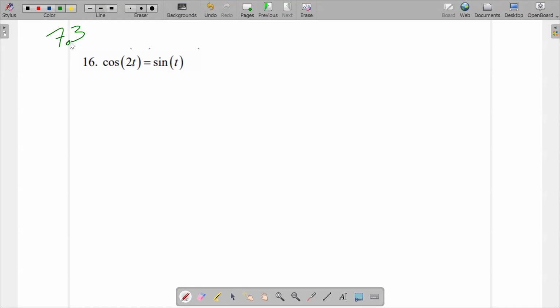You can't divide by cosine to make it go away because it's stuck with the 2t. So it's often nice that the variables, the arguments inside each match. So it'd be nice if they were all just t's instead of 2t and a t. So we're going to try the double angle and see if it helps. There's several versions of the cosine double angle. So let's look back at those.